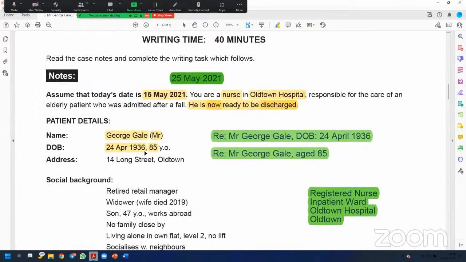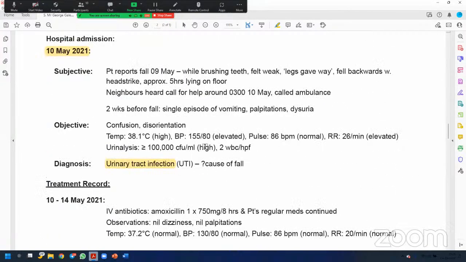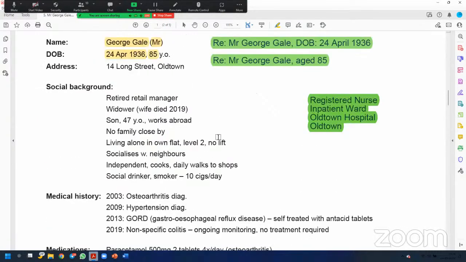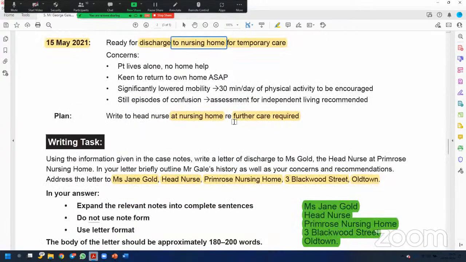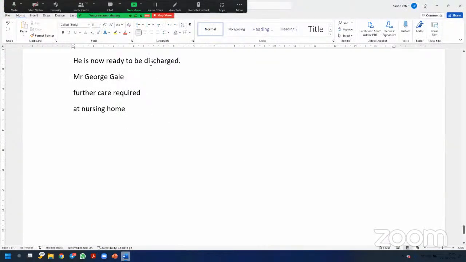So here, you have one more point. Discharge to your facility. So, at the nursing home. He is being discharged. This is a letter of discharge. Write a letter of discharge. This is a discharge letter. See there very carefully. So discharge letter. He is being discharged, that one. Fine. So that is dealt with.